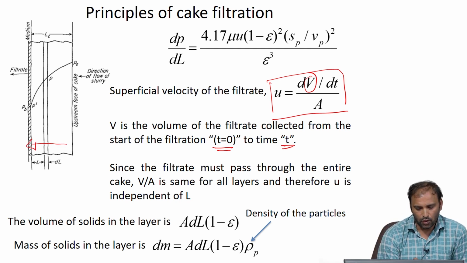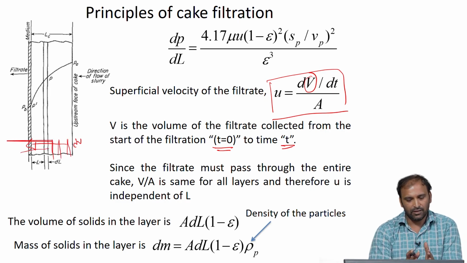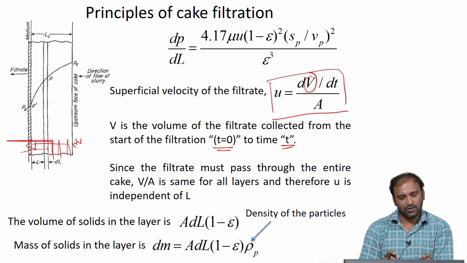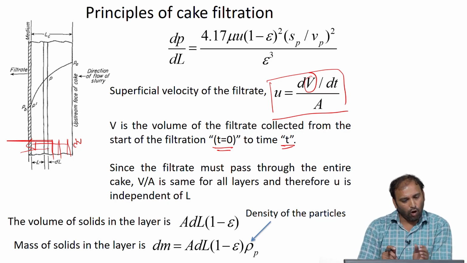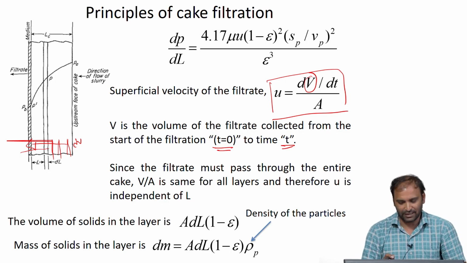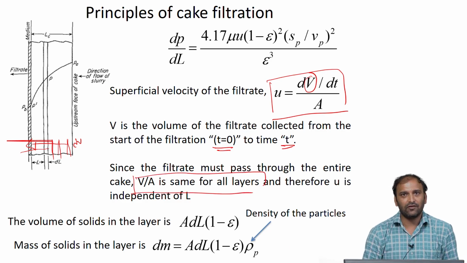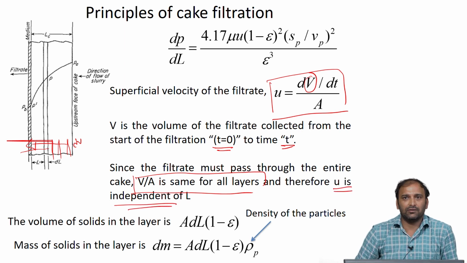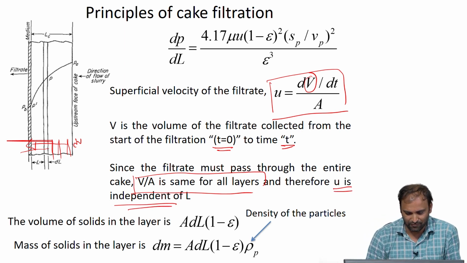That means whatever dV enters, the same amount of volume is flowing through the entire cake, if I split it into different strips. So dV is the same across all the strips that constitute the filter cake. Therefore V by A is the same for all layers, and I can assume that u is independent of the length across which the filtrate is flowing.